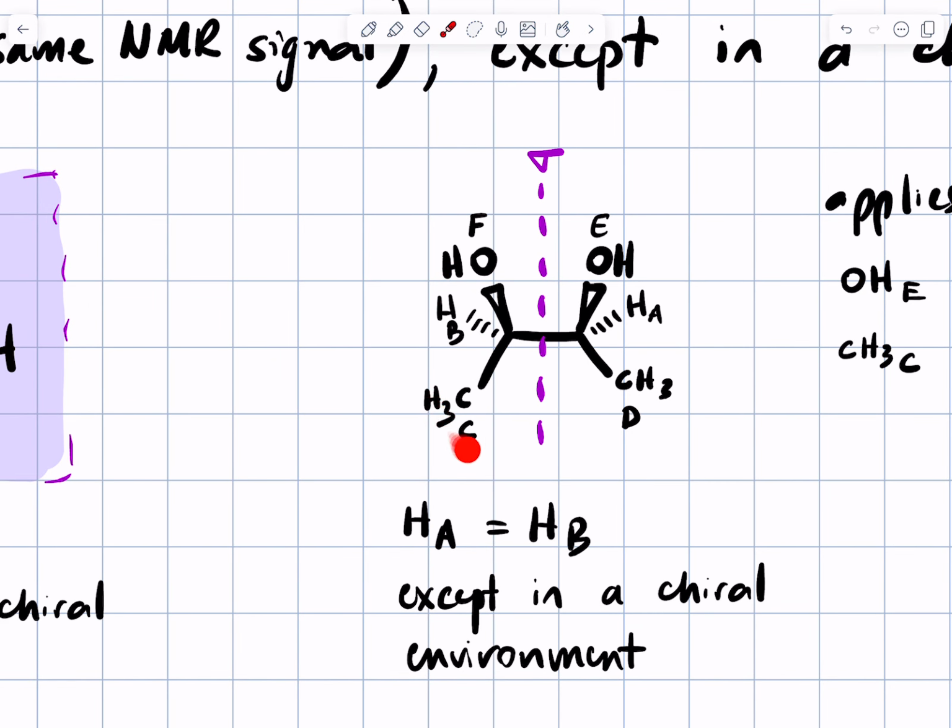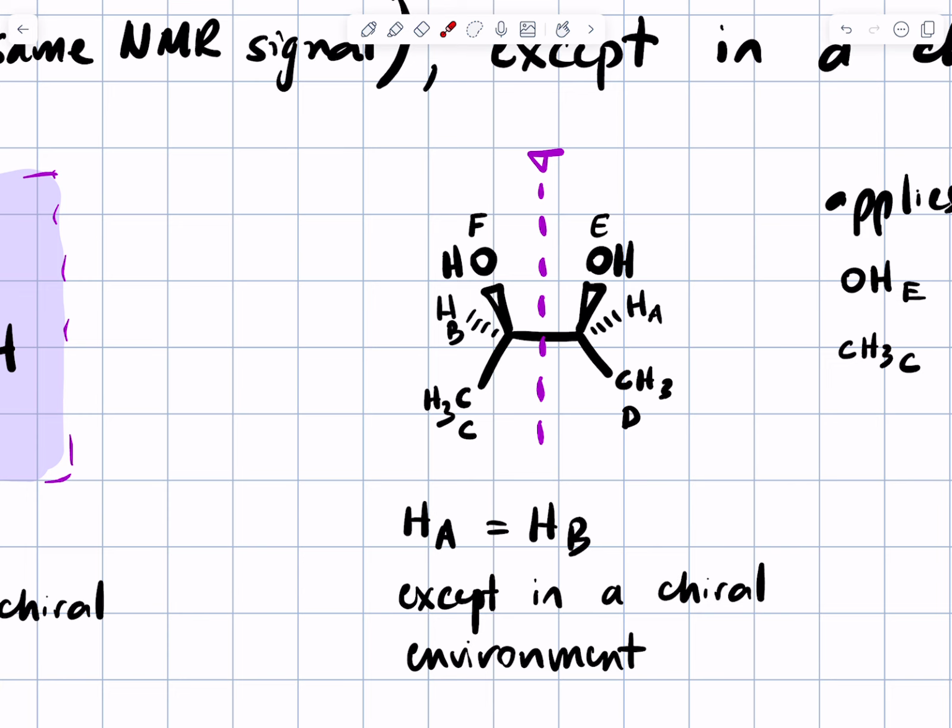Here is a meso diol. You can see there is a mirror plane that says that methyl group D is the reflection of methyl group C, OH F is the reflection of OH E, and proton A is the reflection of proton B. Protons A and B are enantiotopic. OH groups E and F are enantiotopic. Methyl groups D and C are enantiotopic. They are identical except in a chiral environment.